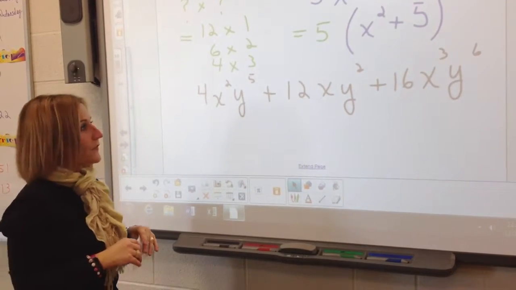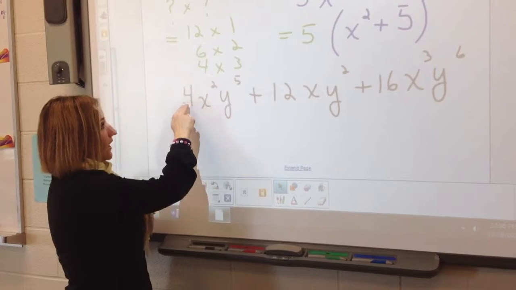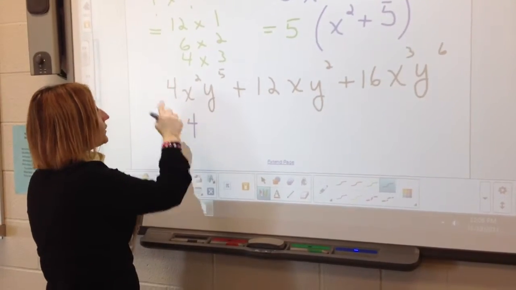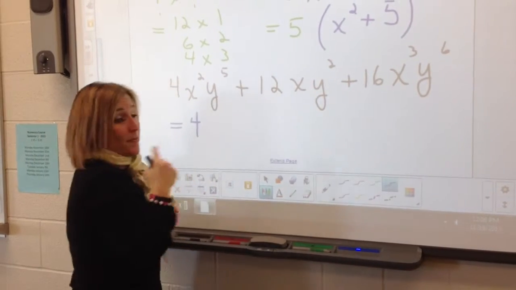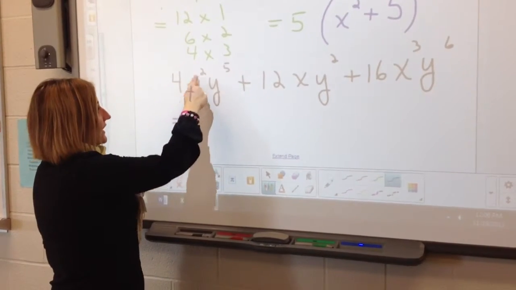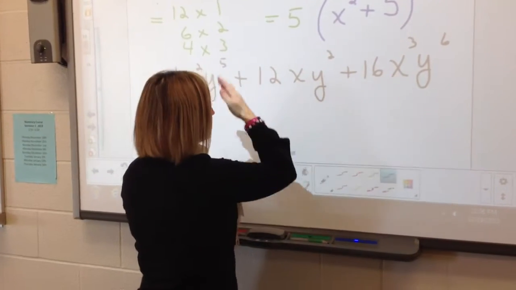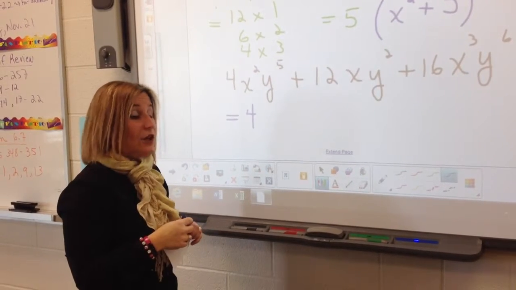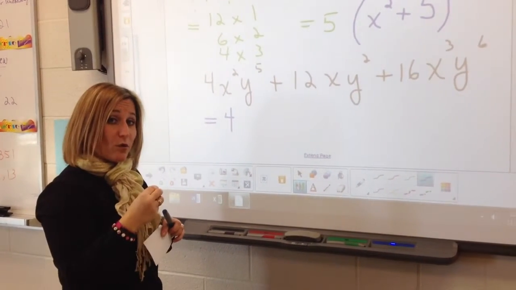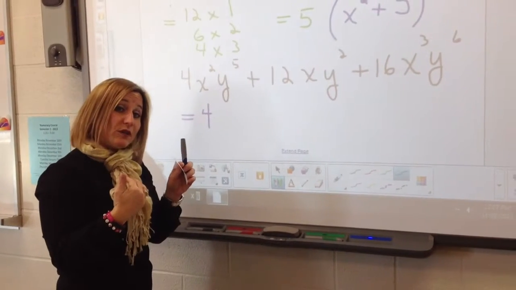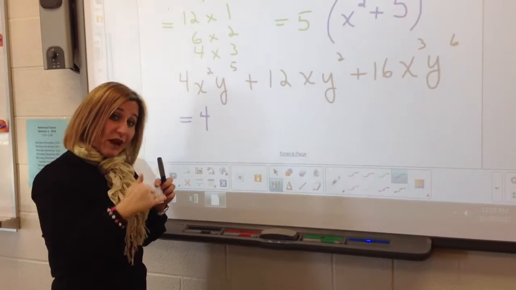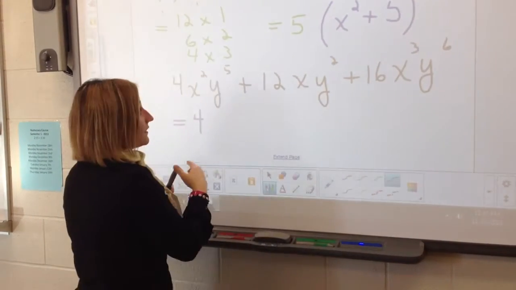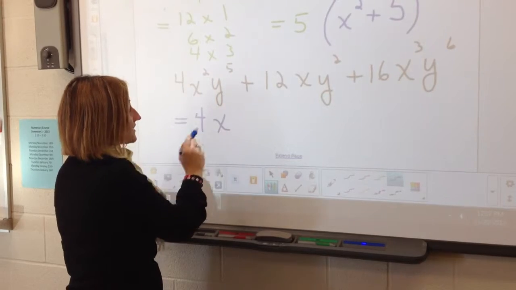Greatest common factor. Is there a number, and I'm looking for the biggest number, that will divide into 4, 12, and 16? Yes, 4 will divide into all of them. Notice 2 will go in, but it's not the biggest number. Now take a look. There's an x, there's an x, there's an x. So each term has an x that's common, but how do you know which one to take? Well, you want to take the one with the lowest exponent, because remember, when you're dividing monomials, you always want the higher exponent subtract the lower one. So out of x squared, x, and x cubed, it's x that has the lowest exponent. So that's the one that you take.